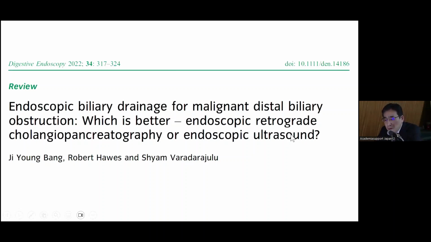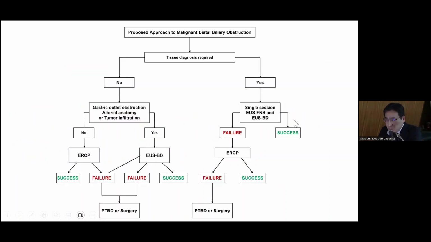So the final paper, this is a review paper from Dr. Ban, Dr. Loeb, and Dr. Shyam. These are very famous endosonographers. They mentioned their proposal for the near future: if tissue diagnosis is required, single session FNA and ESBD is recommended. But if tissue diagnosis is not required, ERCP first. This is their proposal.